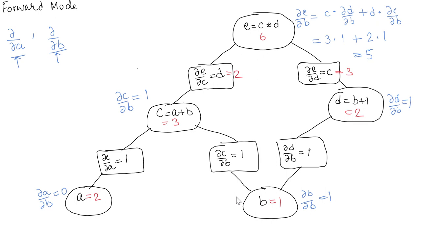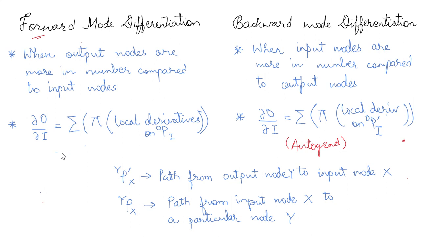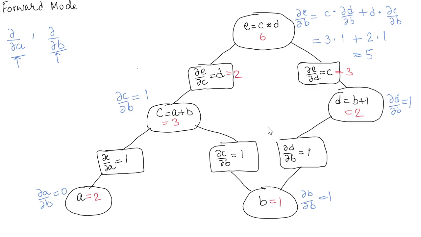So what we can observe here is, to compute ∂E/∂B, we can use this formulation. How? Let's look at it. There are two paths from B to E. One is this path and the other is this path.